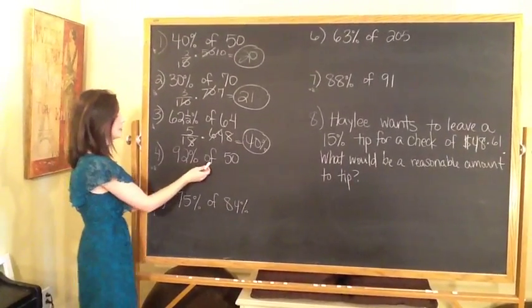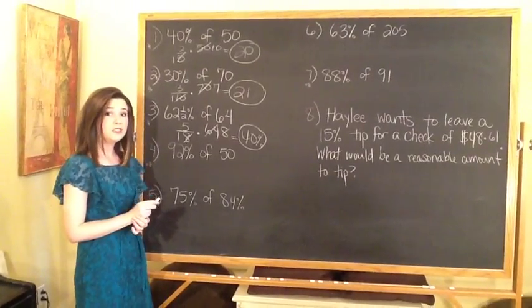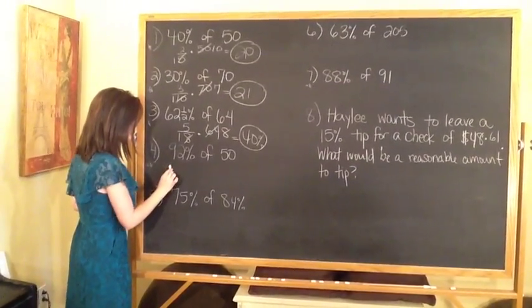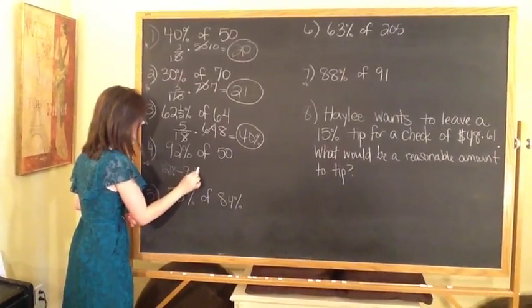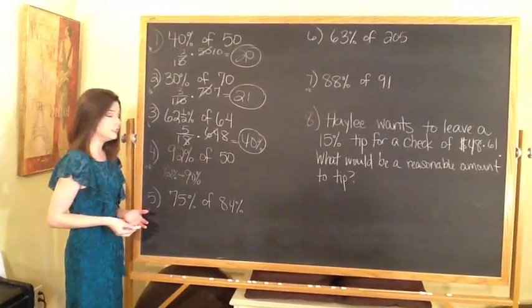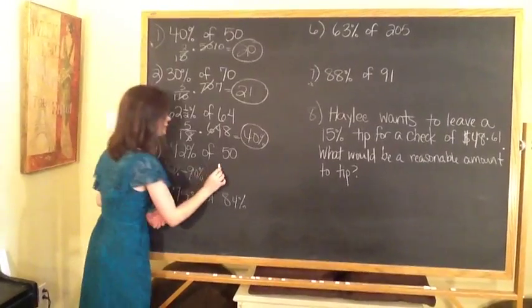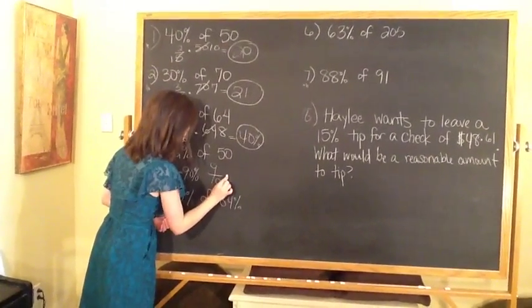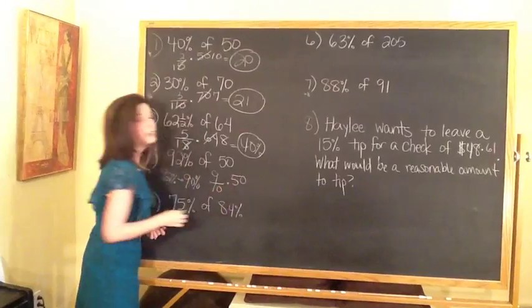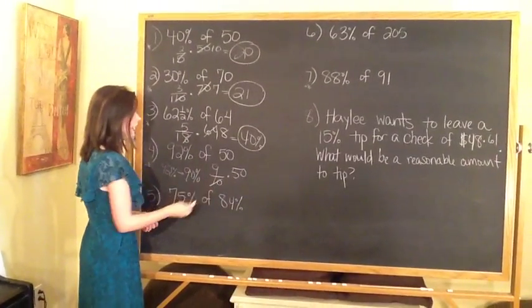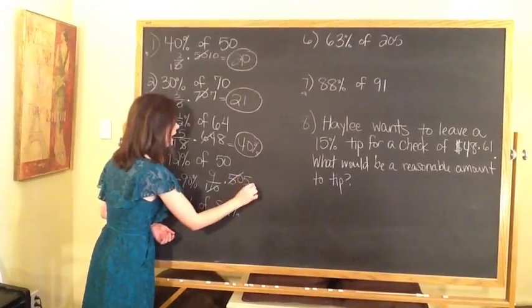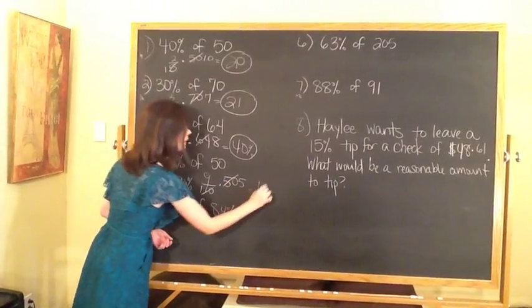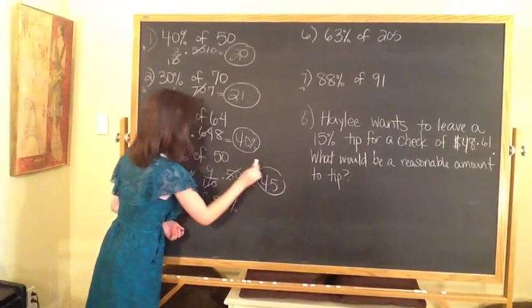So 92% of 50. So what I'm going to do is go ahead and look at 92% and go ahead and round it to 90%, which is one of those fractions that you need to memorize, which is 9/10. So we're going to have 9/10 times 50. So now let's go ahead and simplify. So 10 divided by 10 gives me 1. 50 divided by 10 gives me 5. And then we do 9 times 5, and we're going to get 45.